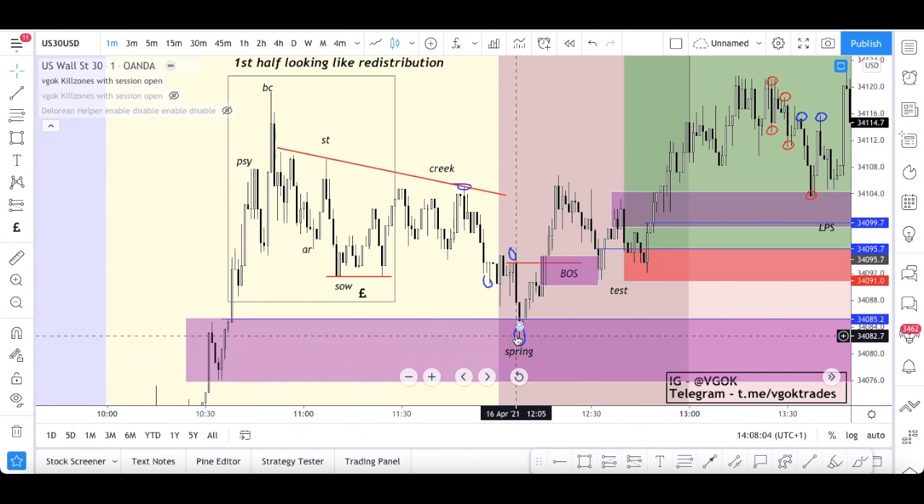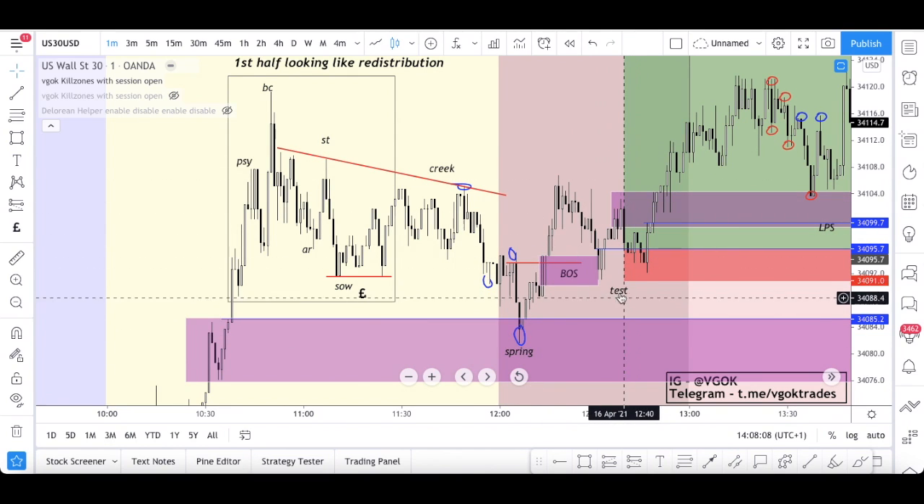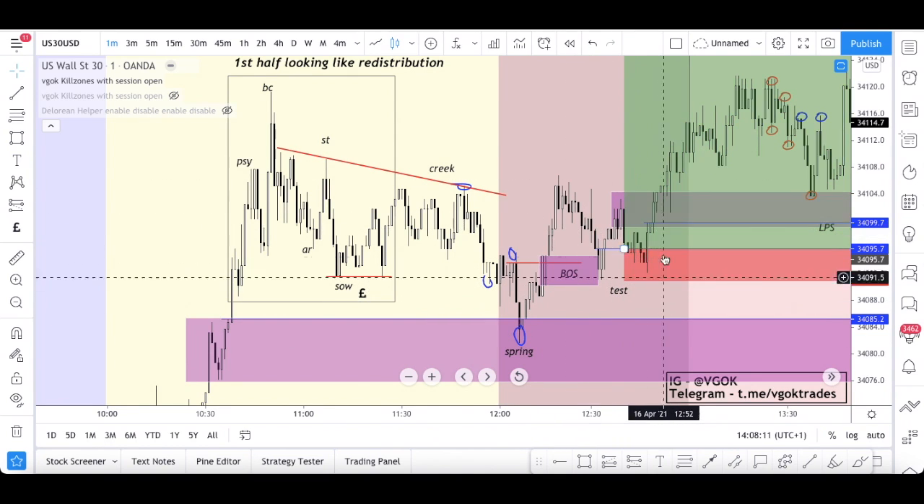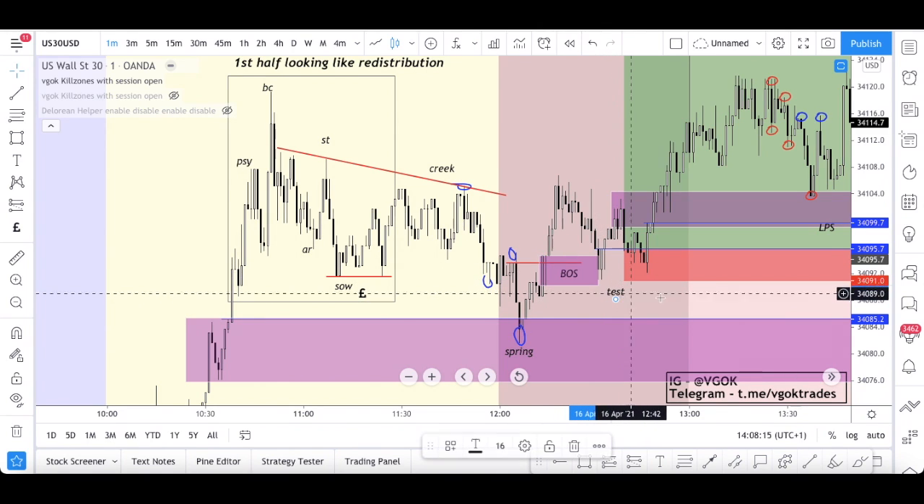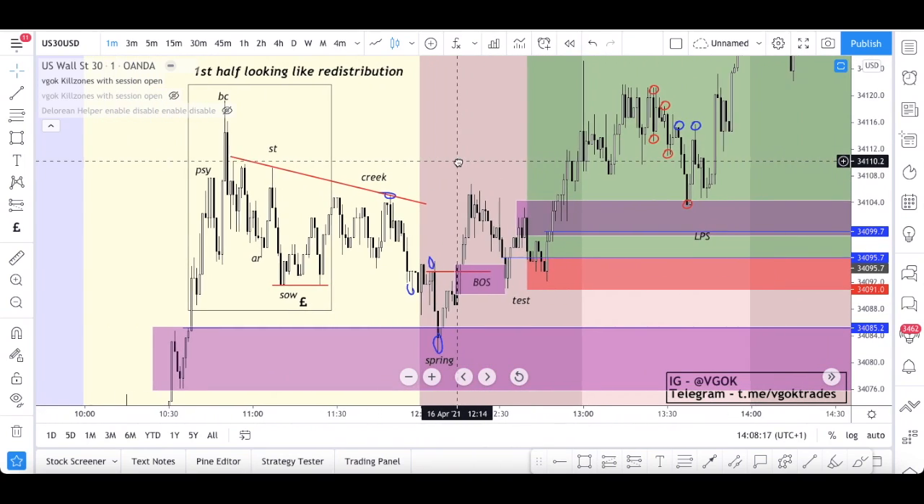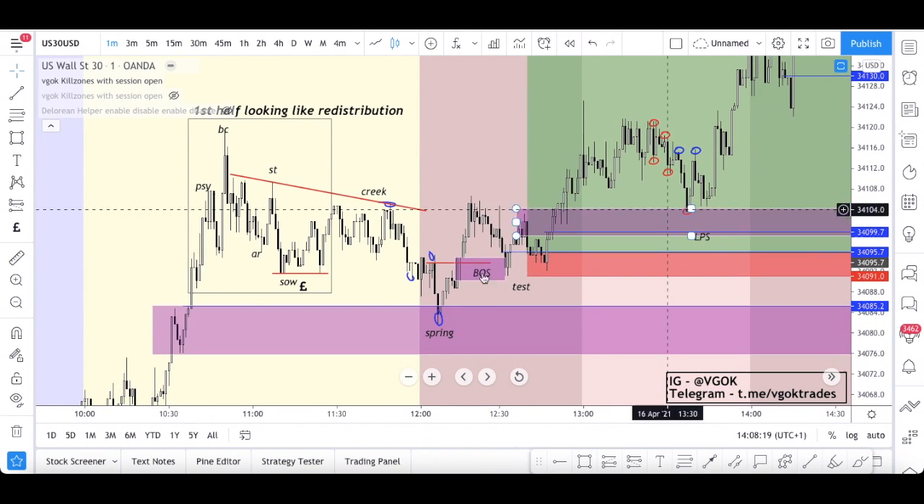So there we can see the general spring area of the reaccumulation. We can see the testing area of this reaccumulation, which could be classed as this area, or it could just be classed as this point here. It depends which time frame a trader is looking at the charts.